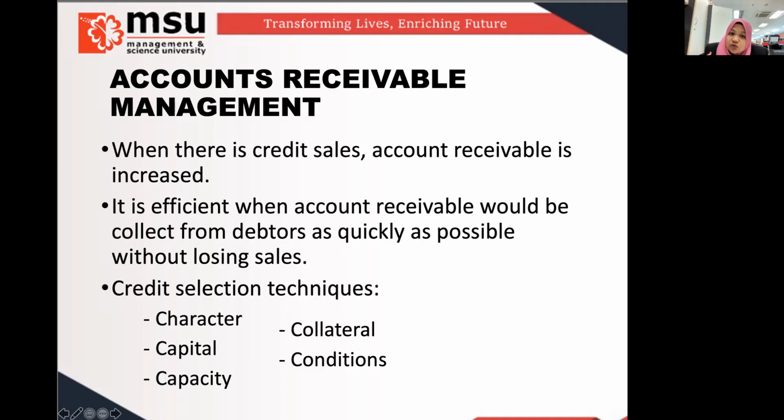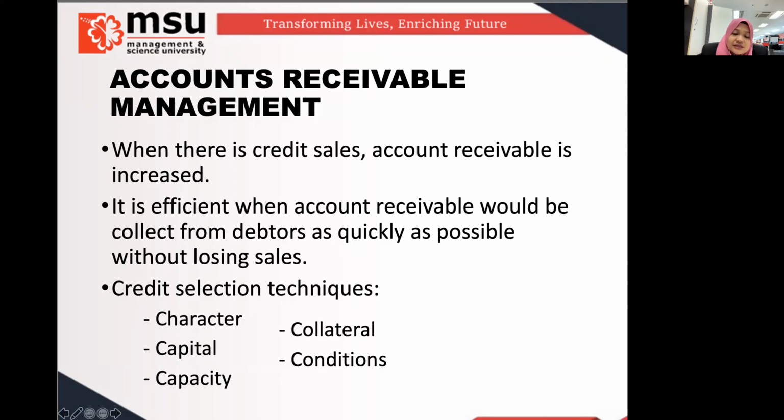Capital, it is referred to how much money that they have. And then capacity, it is referred to how much earning of the business. Is it convincing to have this kind of people to make trading with us? All right. So you want to see the earnings of the people.